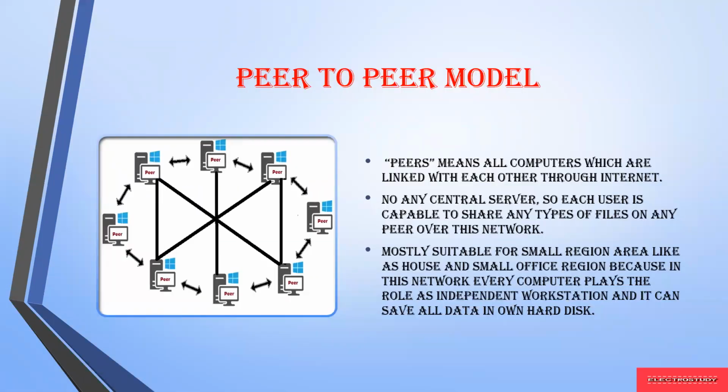Right. Next is the peer-to-peer model. Can you tell me what the peer-to-peer model is? Peer means all computers which are linked with each other. They do not have a single hub for communication. Each and every system or node will act as a hub and communicate with each other. There are no central servers available, so each user is capable of sharing any kind of file with any peer over the network. This peer can transfer a file to that peer, whatever it is, on its own.